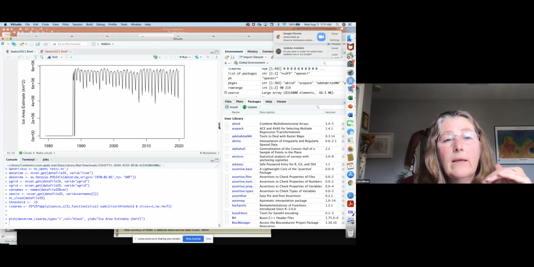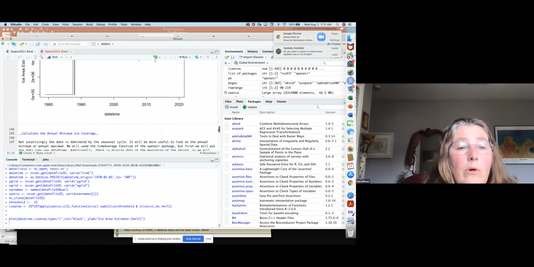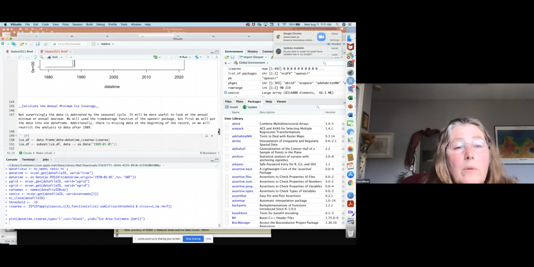And then again, there's this seasonal signal, right? A lot of the time in the winter, the ice extent is over the whole area, but the minimum is really where we're seeing the changes. So what we're going to do is calculate the annual minimum ice coverage.